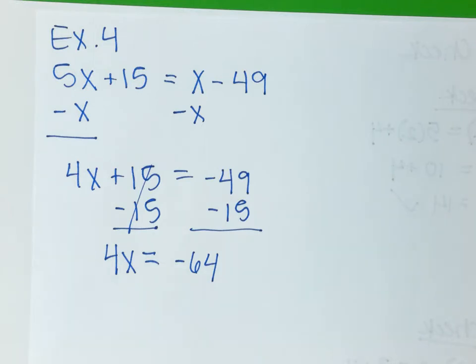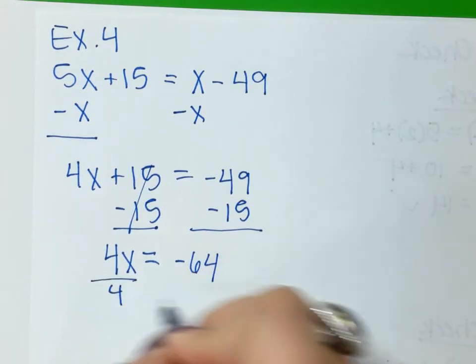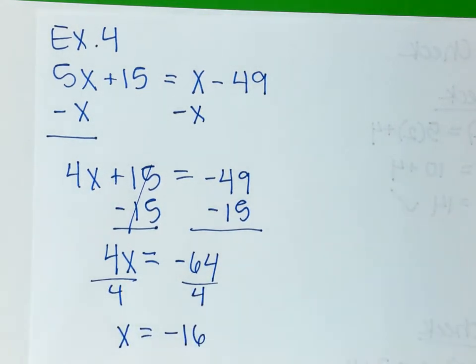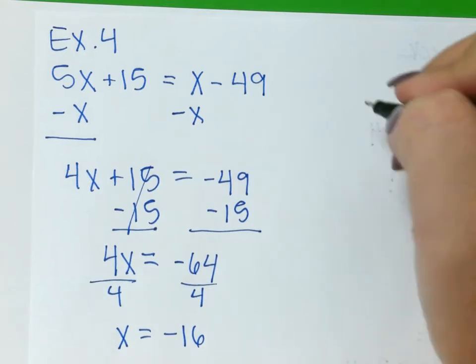What is it? Negative 16? Good. I'm dividing both sides by 4. So that gives me x is equal to negative 16. Am I done? No, you gotta check. Gotta check it.